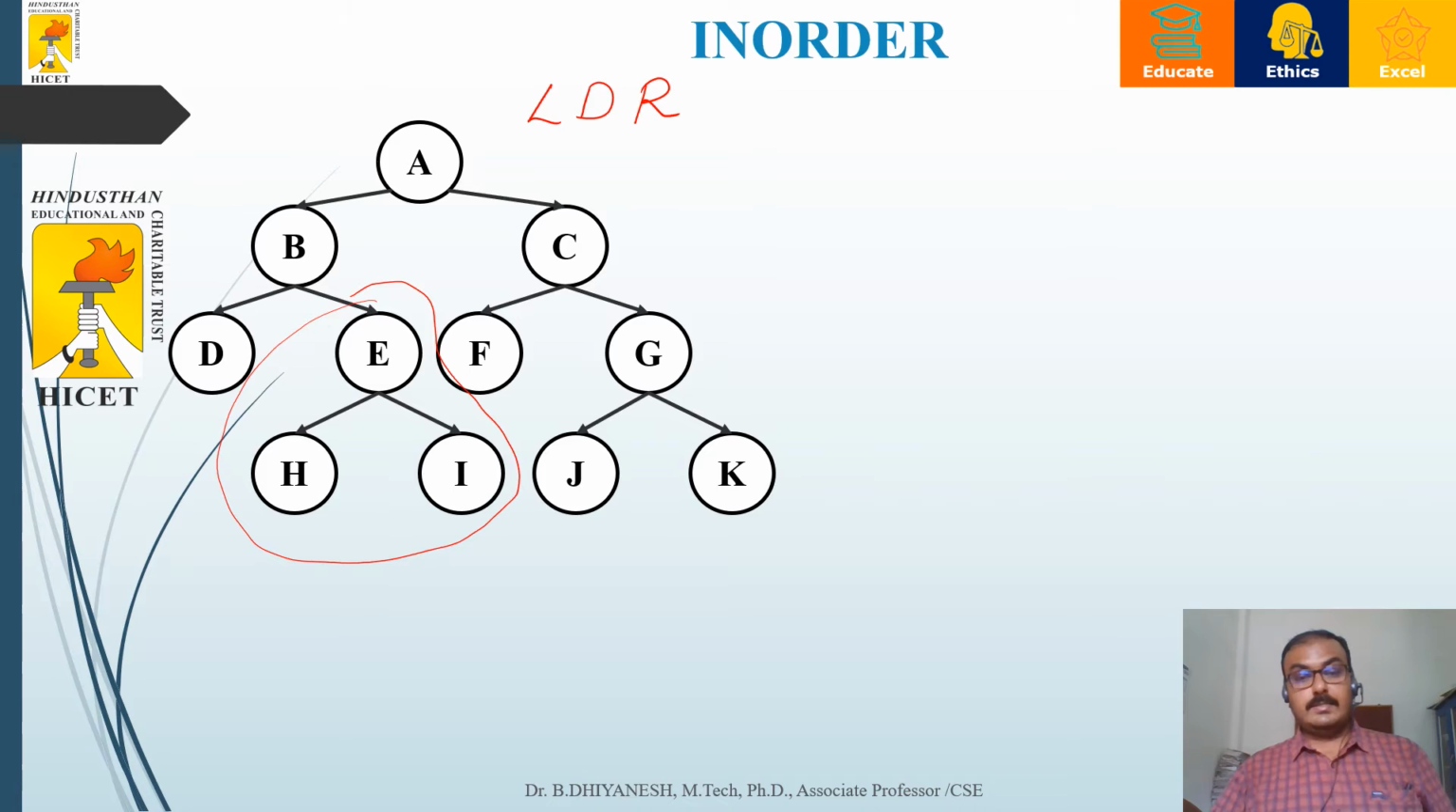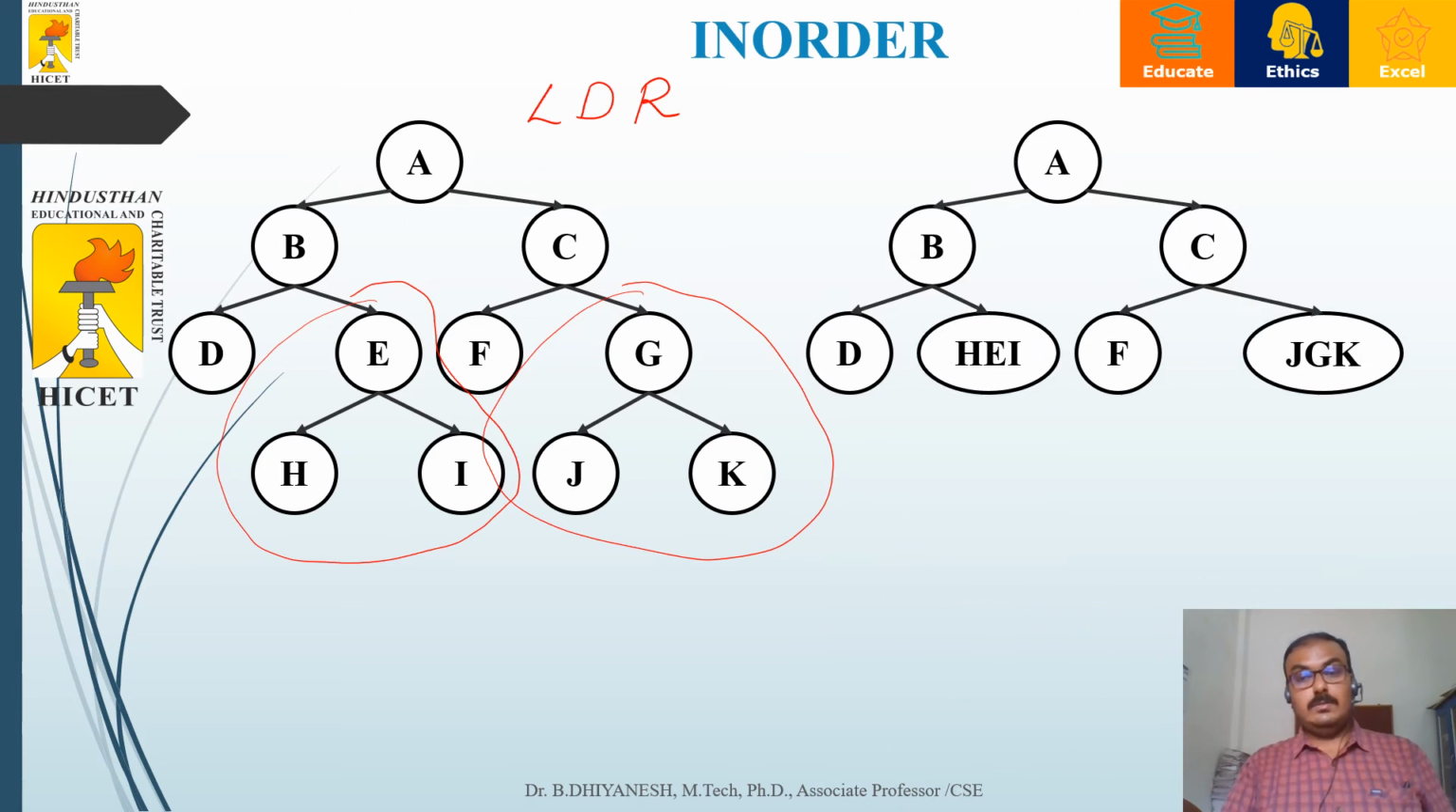And similarly this level subtree, we need to solve this too first. So if we solve this, what happens? Left H, root E and right I. So H, E, I. And this subtree: J, G, K. Left is J, root is G and right subtree is K. So H E I, J G K.